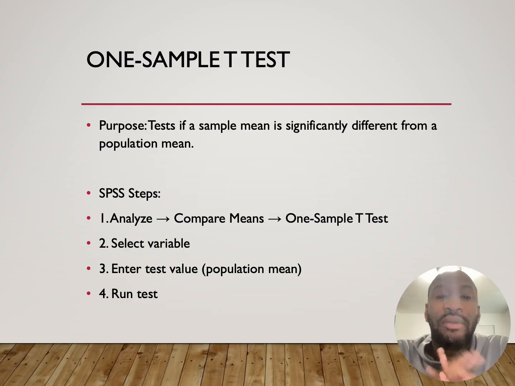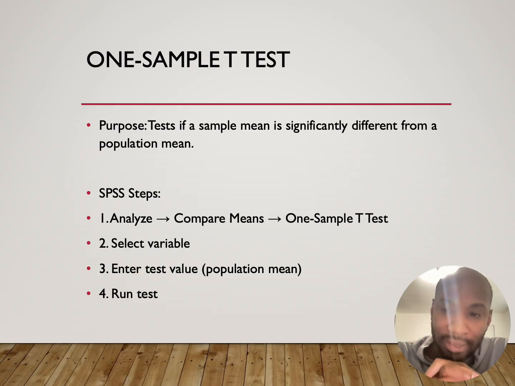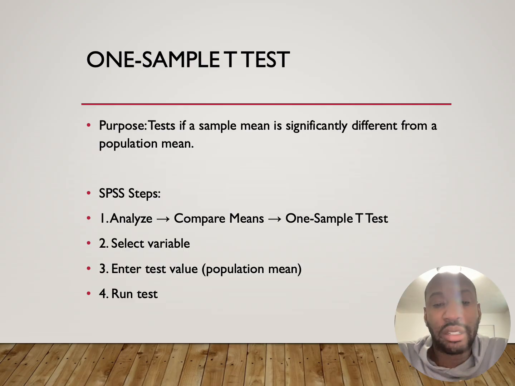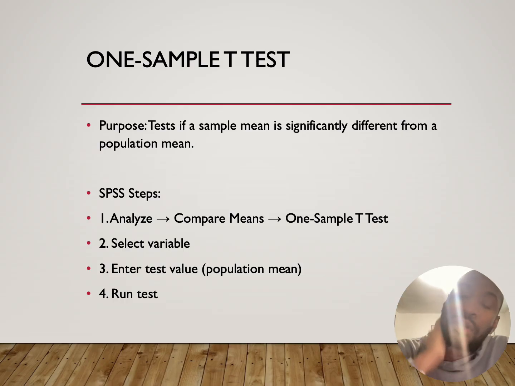The one sample test checks if the sample mean is significantly different from a specific value. When you go into SPSS, the steps you need to do are go to Analyze, Compare Means, One Sample t-test. Then you need to select your variable, enter the test value, and run that test. Hopefully, this gives you a step-by-step process as to how to input it into SPSS or JASP.